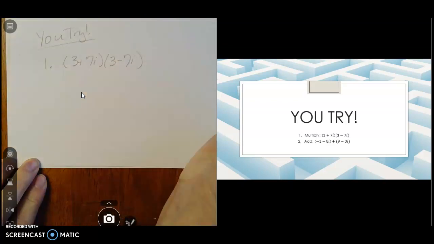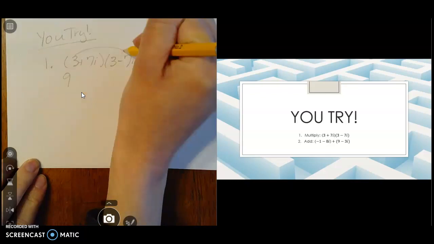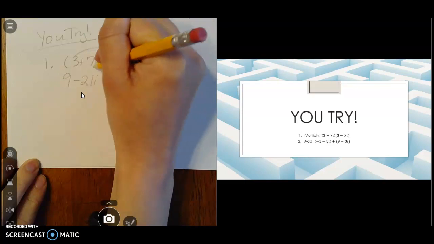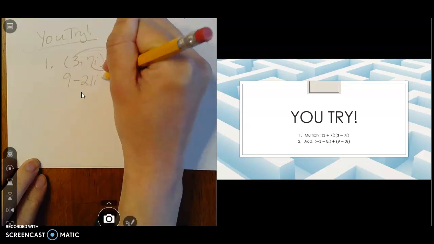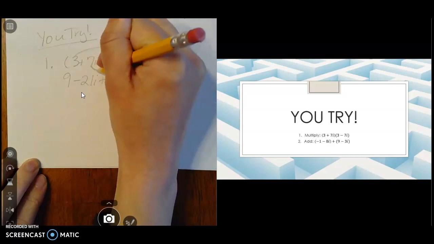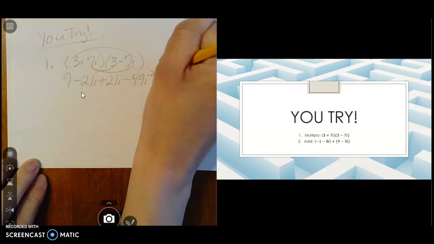So hopefully we're distributing. So 3 times 3 would be 9. 3 times negative 7i is negative 21i. A positive 7i times 3 is a positive 21i. And positive 7i times negative 7i is negative 49i squared.